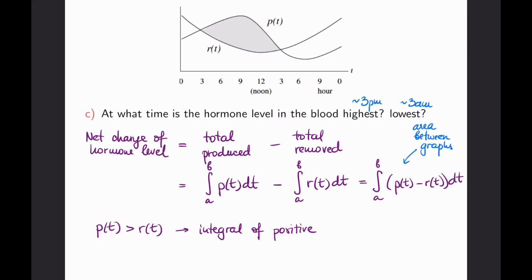On the flip side, if the production is less than the removal, then what would make sense is that the total amount of hormone is actually decreasing because it gets removed at a faster rate than it gets produced. Now, in terms of the integral here, if production is smaller than removal, that means that we're subtracting something bigger than what we're subtracting from, and in this case, the integral is going to be negative.